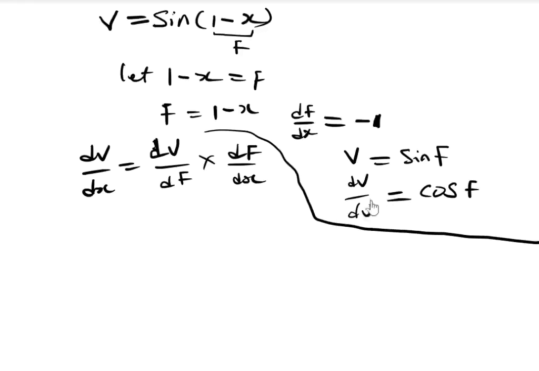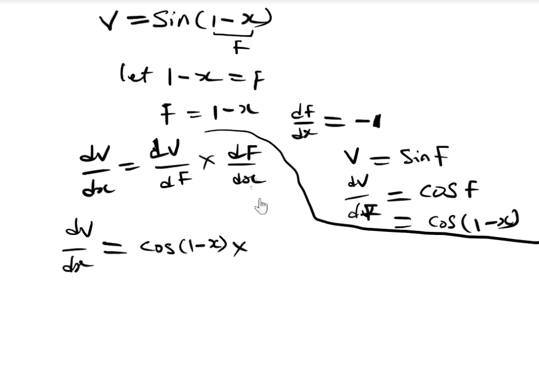Substituting dv/df and df/dx into this equation, we have that dv/dx is equal to dv/df, which is cos f, and cos f is cos(1 minus x), multiplied by df/dx, which is minus 1, and this is equal to minus cos(1 minus x).